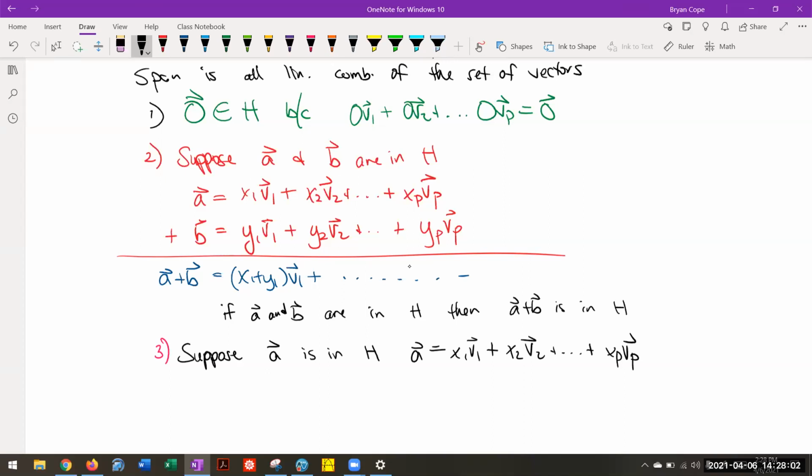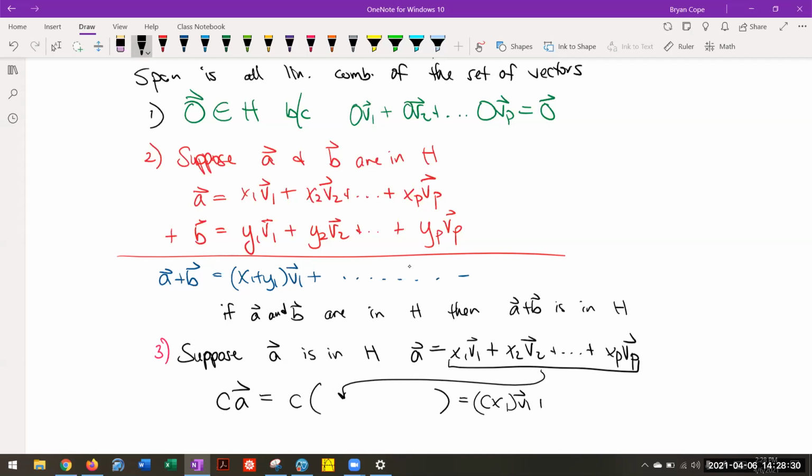Oh, that's true. Okay, so what is the goal here? We're supposed to show closure under scalar multiplication. So what do we need to multiply A by? Any scalar, right? So if we take CA, well, CA is just going to be C times, can I just be lazy and put that like that? Just say C times all that stuff, which means that it's still going to be a linear combination of the vectors V1 to VP. It's going to be Cx1 v1 and Cx2 v2 all the way out to the end.